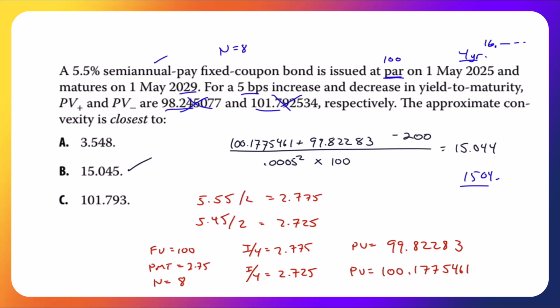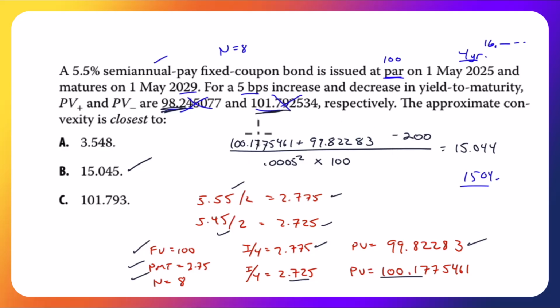So let's recalculate it. 5.5%, semi-annual. If we add 5 basis points, subtract 5 basis points, there's our yield in semi-annual. Future value of 100, payment of 2.75, N equals 8. There is 2.775. That's PV plus, which will give us 99.82283, not 98.24. And if we decrease the yield, we get 100.177, not 101.79.